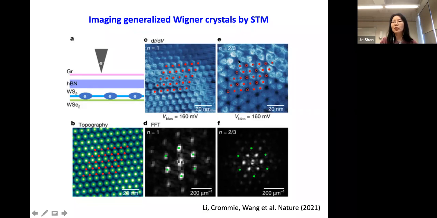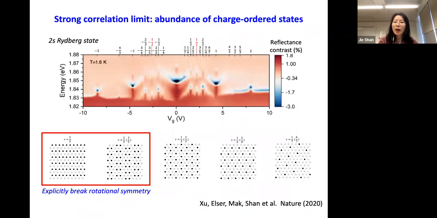I would like you to focus on the 2/3, right? From the cartoon, we are looking for honeycomb occupation, so those are the bright ones. Those are the positions where you have charge, and then you have this empty black spot in the middle, which is the empty site. So those are kind of the real image, and it just confirms that those are real charge order states.